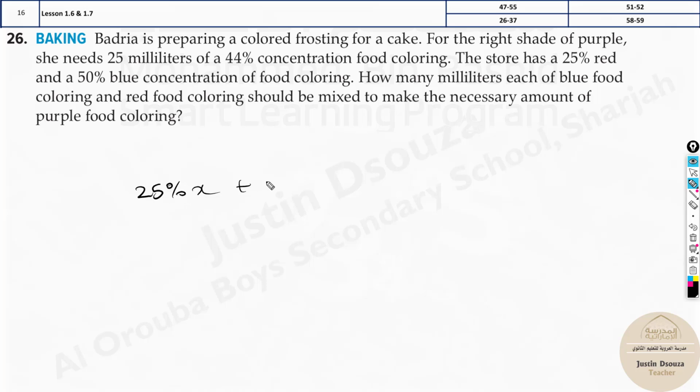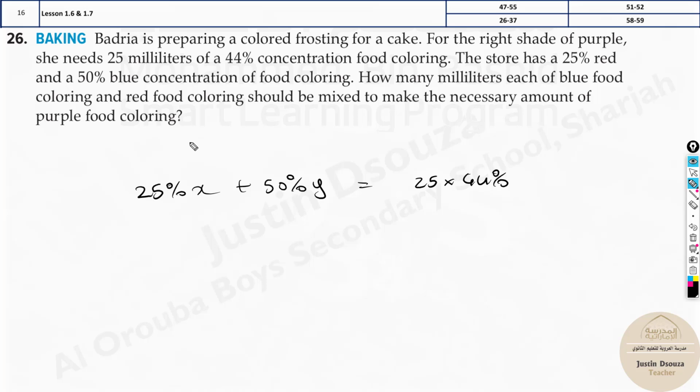25% of X plus 50% of Y, let's see what it is equal to. How many milliliters each of blue food coloring and red food coloring should be mixed to make the necessary amount of purple food coloring? They have already told us that to get the right shade, 44% concentration is required. Now we have 25% of red and 50% of blue. When you add this up, first of all, how much is the total you need? You need 25 milliliters multiplied by the percentage, which should be 44%. Just multiply this, you'll get the answer.